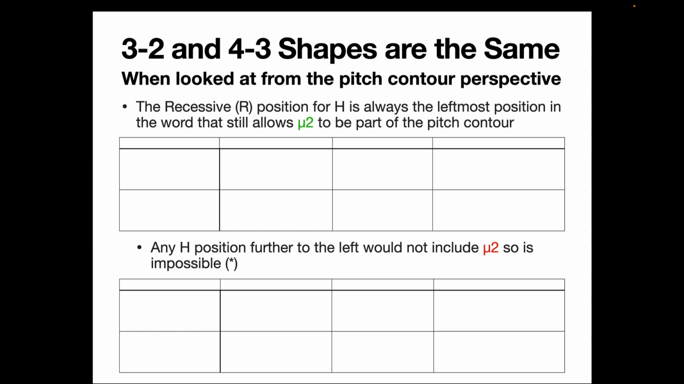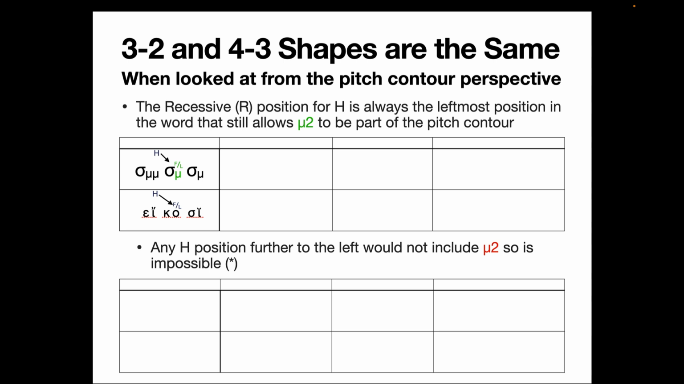The recessive position for the high part of the pitch contour is always the leftmost position in a word that still allows the second mora from the end to be part of the pitch contour. And if you move it one mora to the left of that, mora 2 will no longer be included. And so that is not a valid position for recessive accentuation.